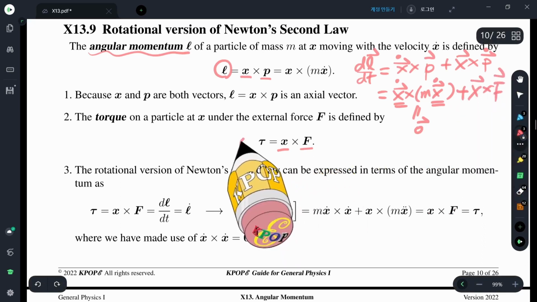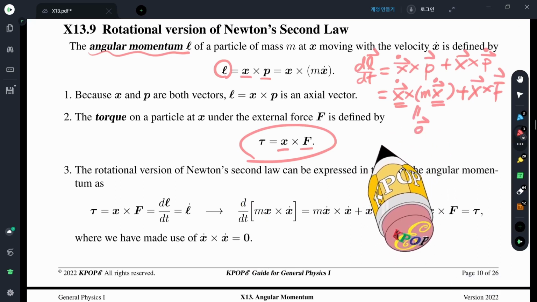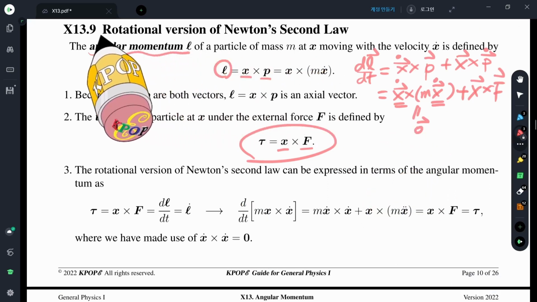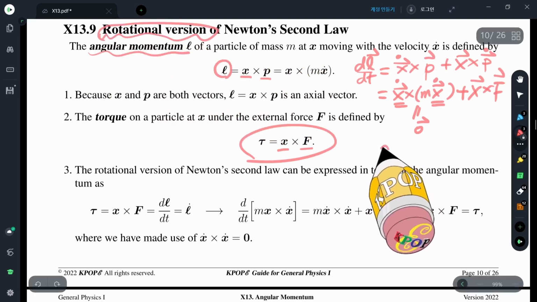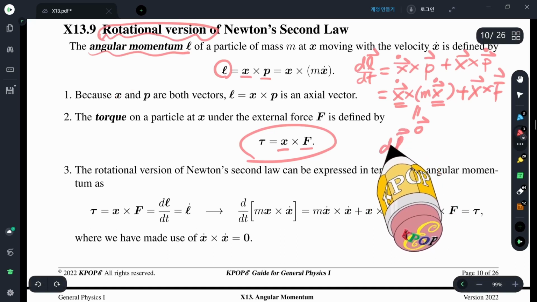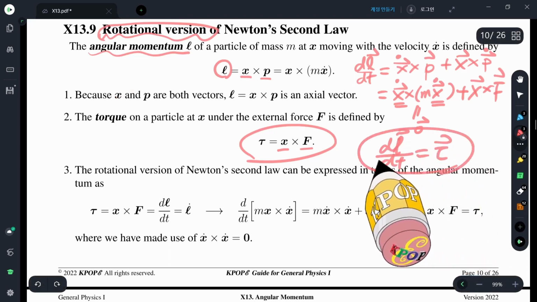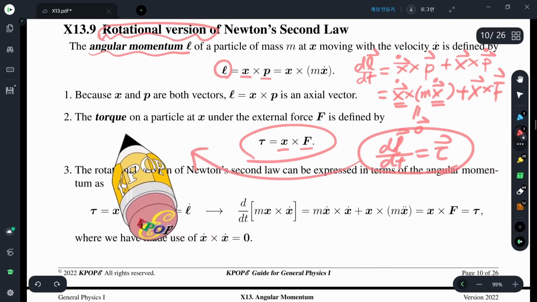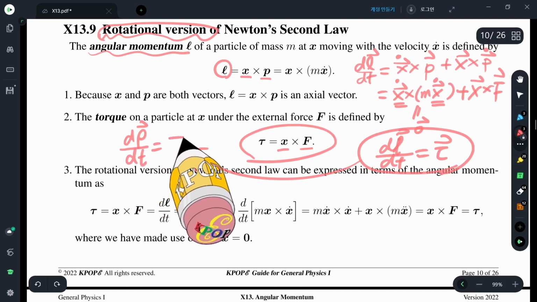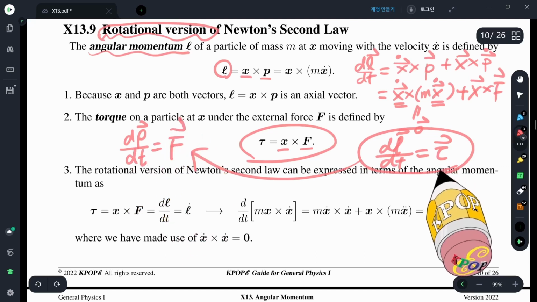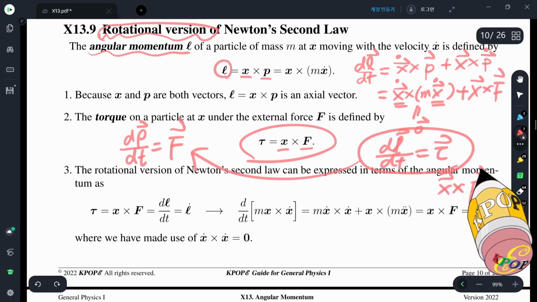This is the torque as we have defined, and therefore Newton's second law of motion for the rotational motion is that angular momentum's time derivative is torque. The linear version: the time derivative of linear momentum is force, and torque is x cross force. That's it.